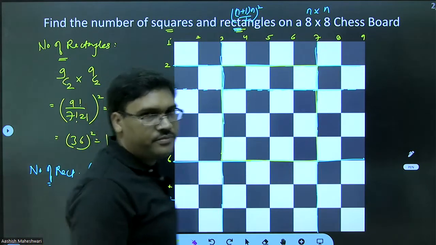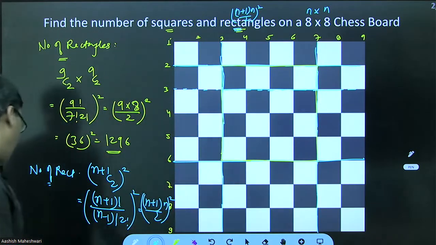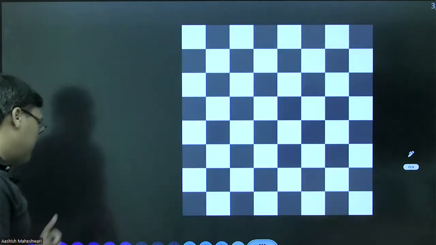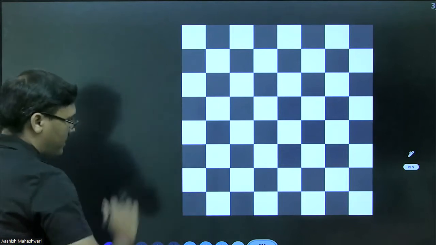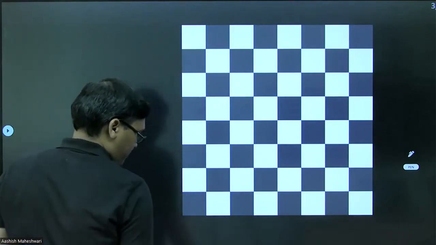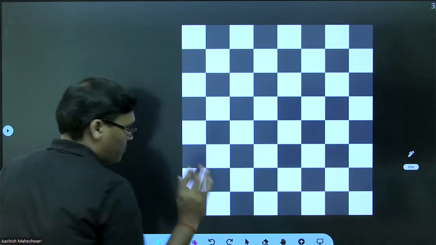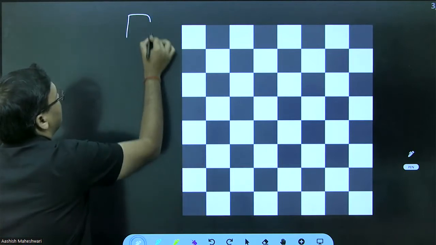This part is easy. Now we will come to the question: how will you calculate specifically the squares? How will you calculate the squares? Now again, logically speaking, for squares, the side length should be equal. For a square, side length should be equal.